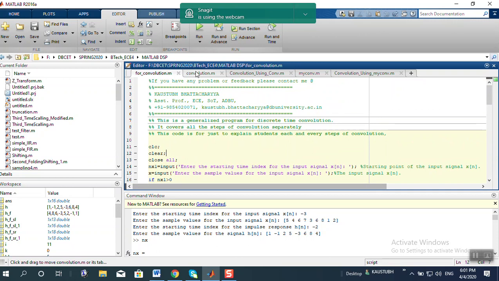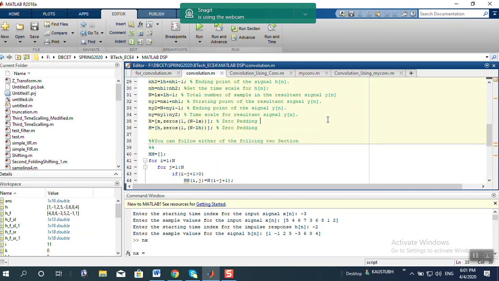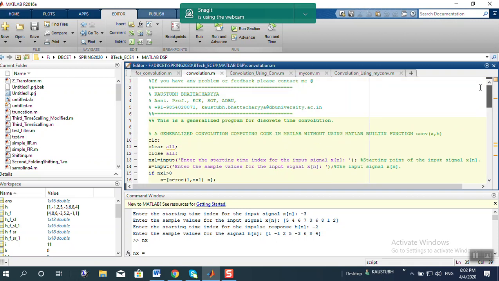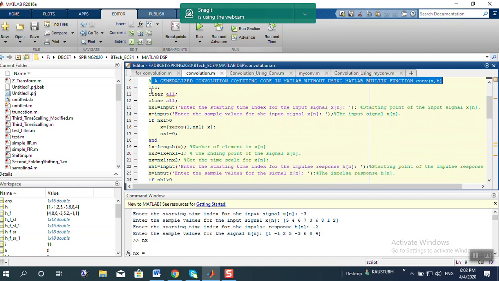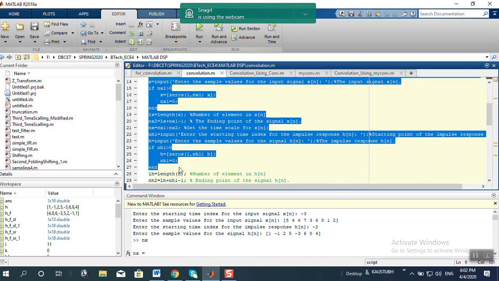So here I am showing you a shortcut program for the same convolution. Okay, so in this program I have written, again, a generalized program for the discrete time convolution. This is without using the conv function. So this part is again the same up till this.